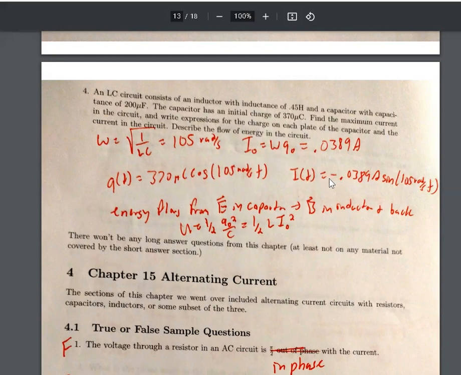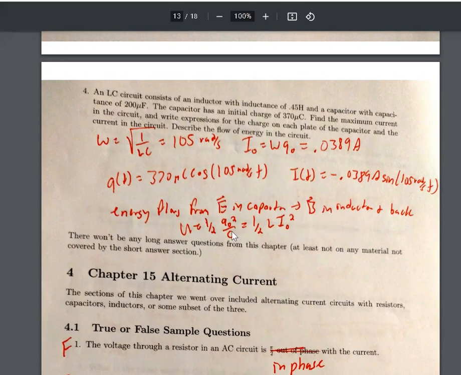Now, the only other thing I could ask is something about the energy. So if you remember in an LC circuit, the energy is always changing from the energy in the capacitor, or specifically in the electric field of the capacitor, to the magnetic field in the inductor. So whenever the capacitor is maximally charged, all of the energy is in the electric field. And whenever the current is at maximum, all of the energy is in the magnetic field of the inductor.